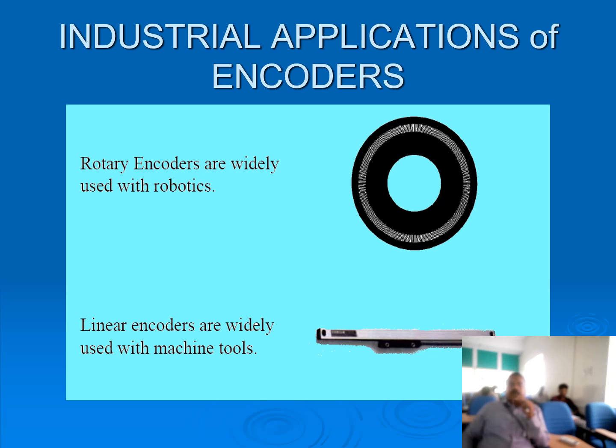So industrial applications of encoders. Rotary encoders are widely used with robotics because of the need in robotics. Linear encoders are widely used with machine tools.